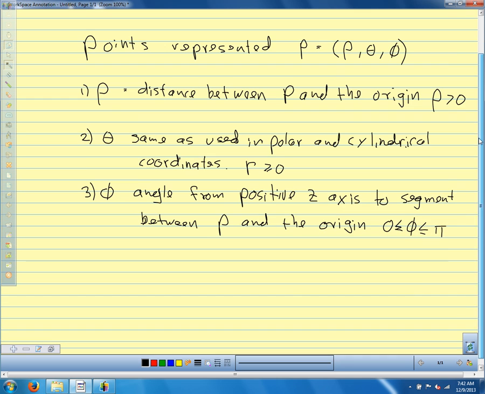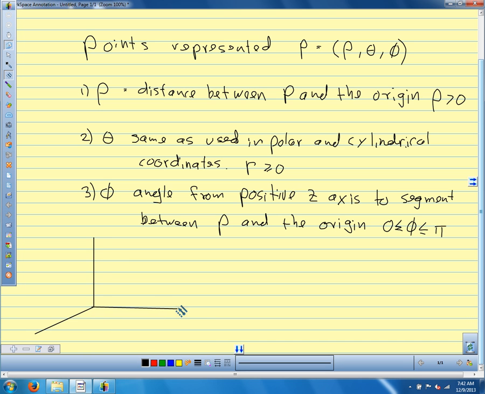So let's draw a picture. Take a look at what we're talking about here. Let's draw our familiar rectangular coordinates, and we'll draw in our spherical coordinates. So we have a point out here in space. So we say this is the point rho, theta, phi.